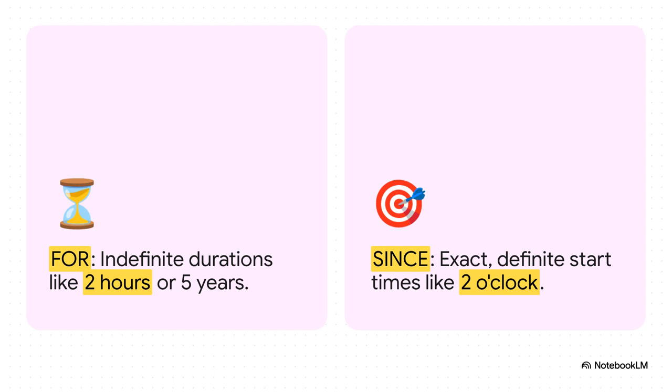Now, this next one trips up so many students. Basically, you want to use for when you have an indefinite duration. Think for 2 hours or for 5 years. You can't exactly see 2 hours on a clock face, right? But you use since when you have an exact, definite starting point, like since 2 o'clock or since childhood. Keep that straight and you're golden.